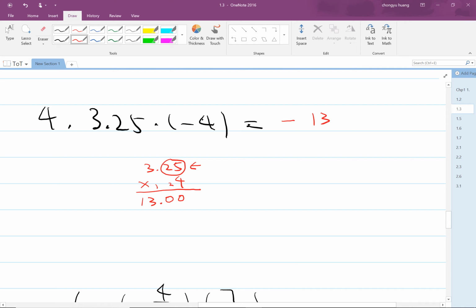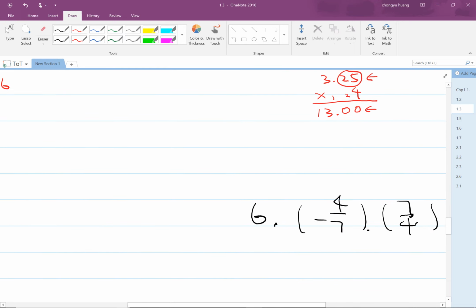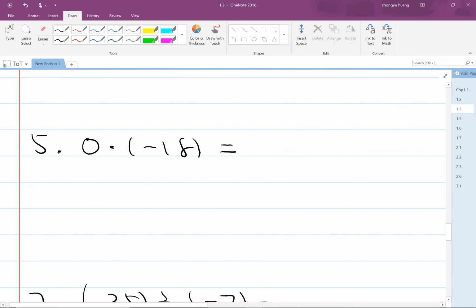So the 2 decimal places, from the right side. You put 2, so you know the answer is going to be 13. So negative 13, that's the answer for question 4. Then let's move into question 5.